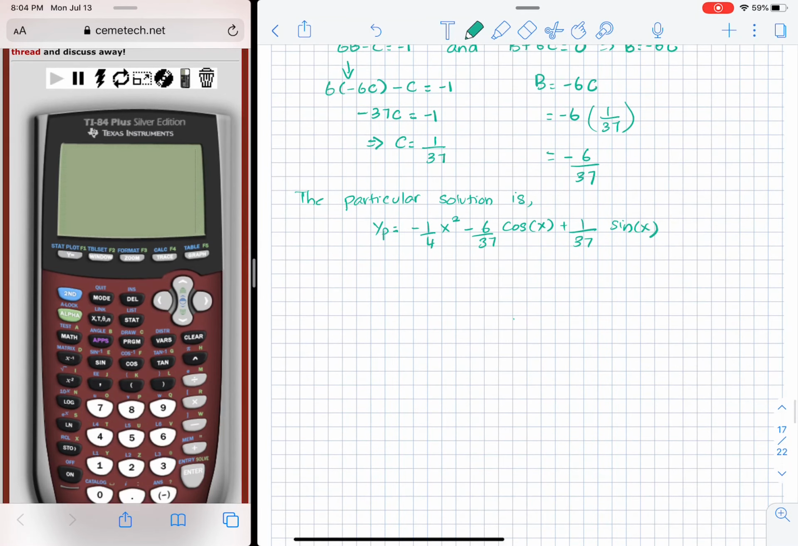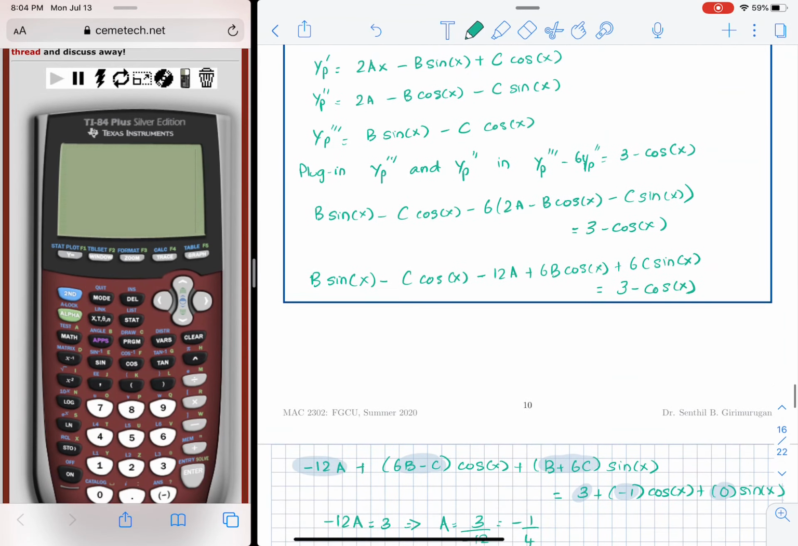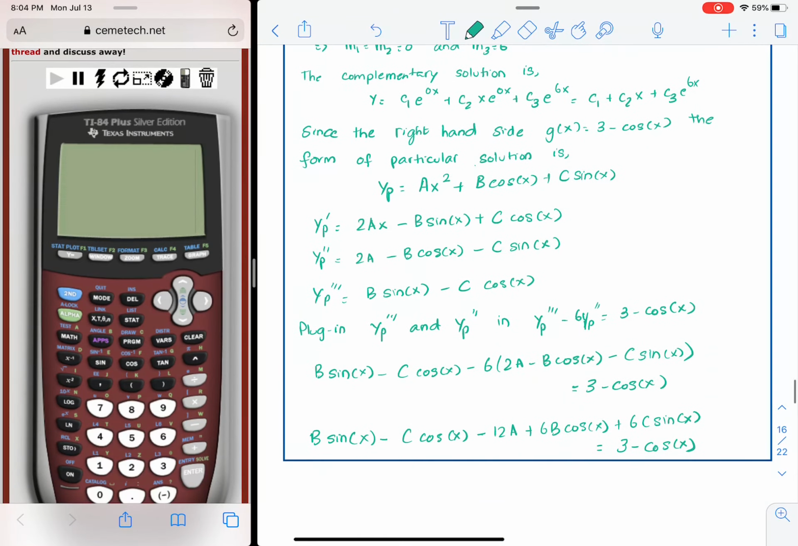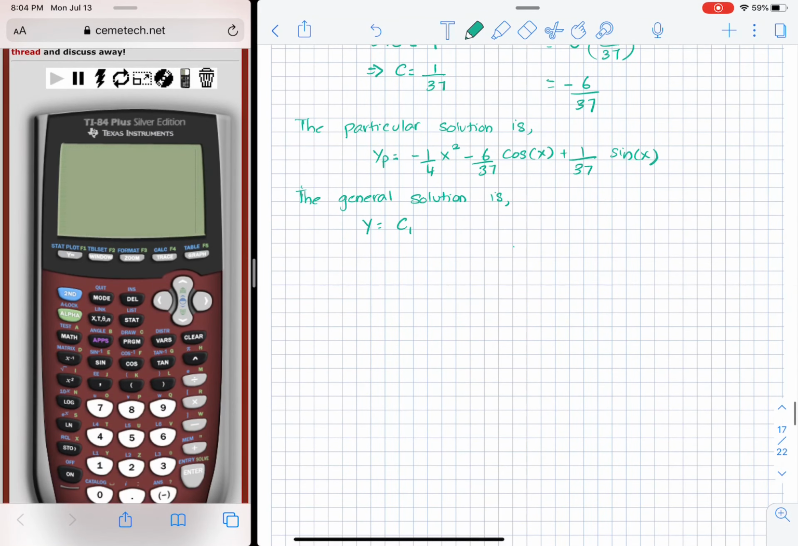And the general solution is y equals the complementary part, which is c1 plus c2x plus c3 e raised 6x, minus 1 over 4 x squared, the particular part, minus 6 over 37 cosine x plus 1 over 37 sine x.